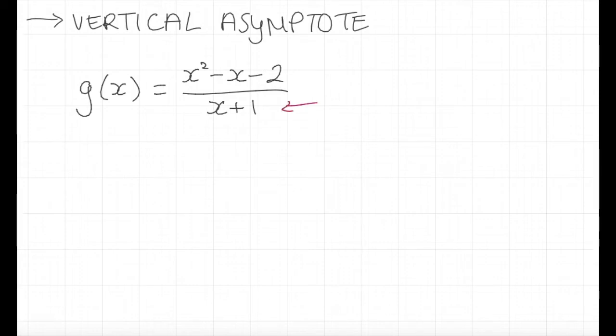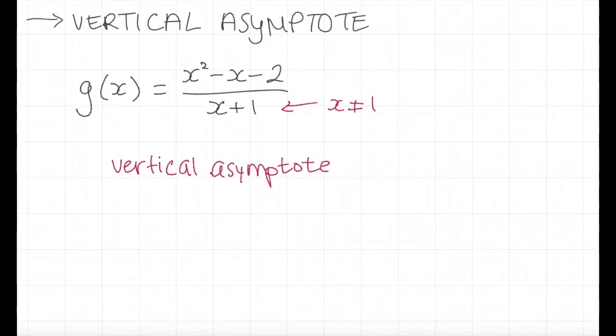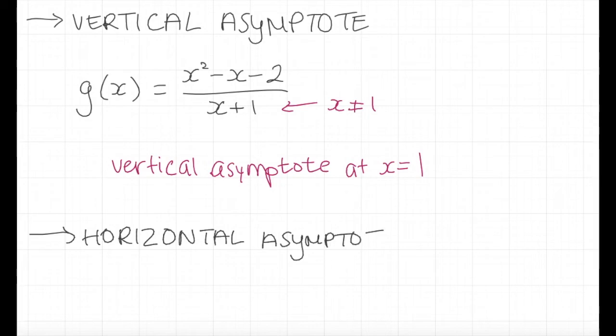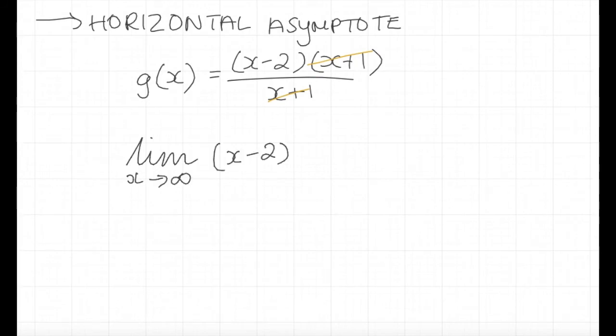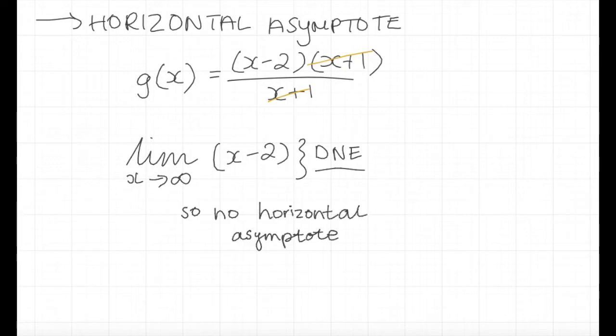Looking at the denominator, we have a vertical asymptote of x equals minus 1. Forgive the error that says x equals 1. We also find our horizontal asymptote by finding the limit. We first cancel out the top and the bottom, and then we find that the limit as x approaches infinity of x minus 2 does not exist, and so we do not have a horizontal asymptote.